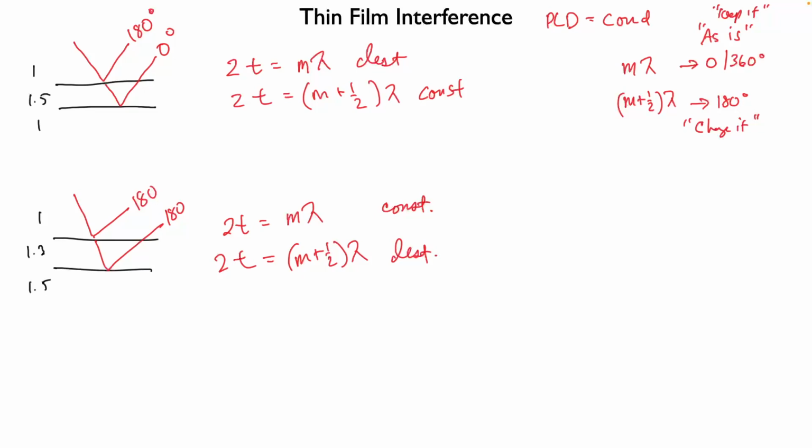Don't fall into the trap of thinking m lambda always means constructive. It does not. For double slit interference, it does. But for thin films, you must derive the meaning of these equations. Equations are given. It's 2t equals m lambda, right? Okay, those are given. But whether they are the constructive or destructive equation is going to depend on the physics of the film.